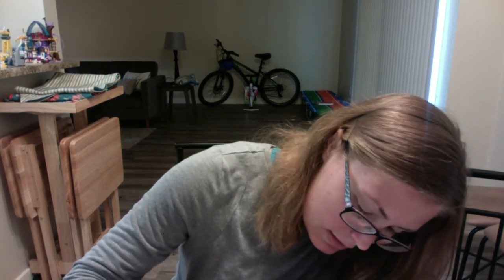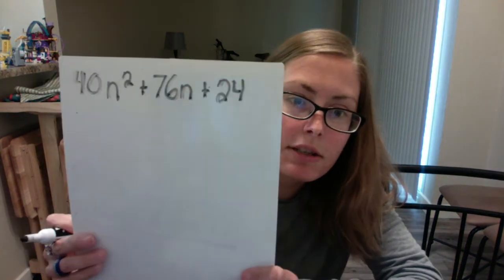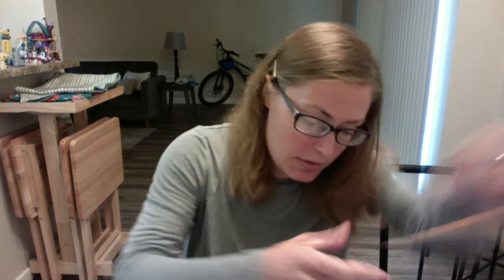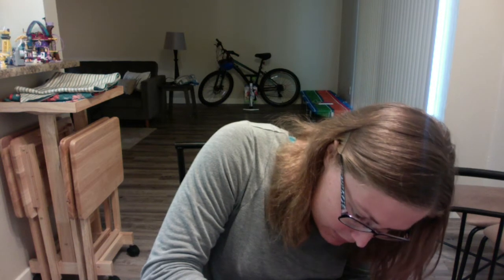Next one, we have factor completely. We have 40n squared plus 76n plus 24. We're going to start by dividing everything by 4. That means we are factoring out the 4. We'll put that at the end.